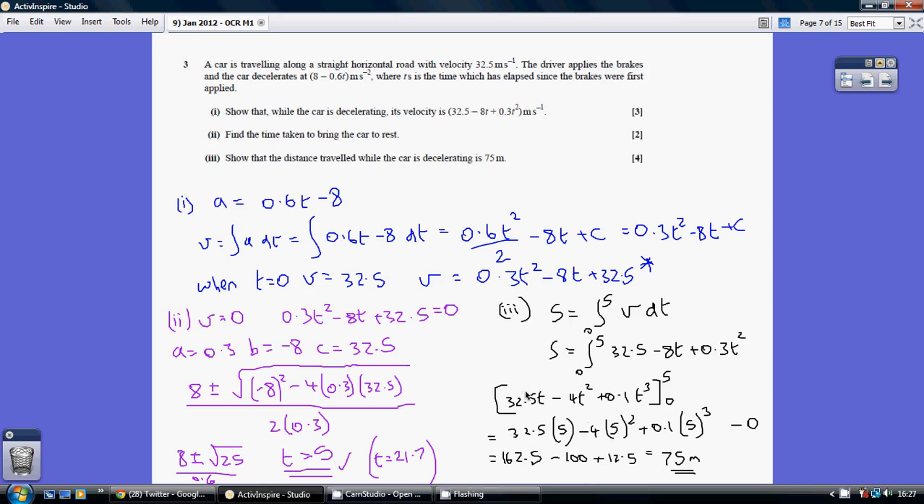So substituting in 5 we get this, and then taking away, substituting in 0, well, we get 3 lots of 0, so 0. So substituting the 5 in, we get these 3 terms gathered together, 75 meters, which is what we had to show.